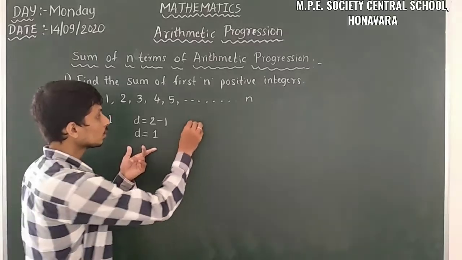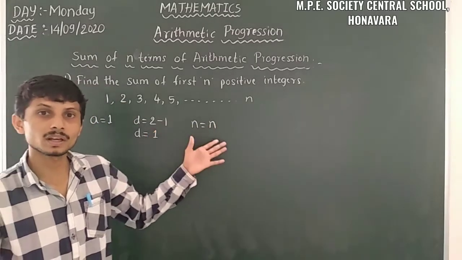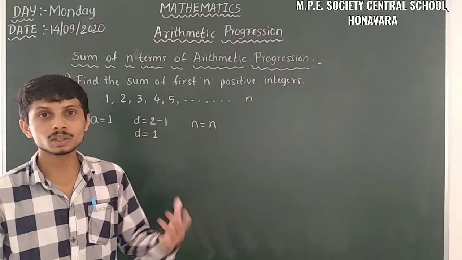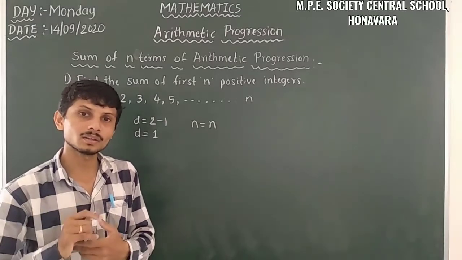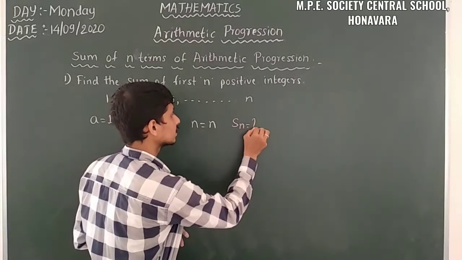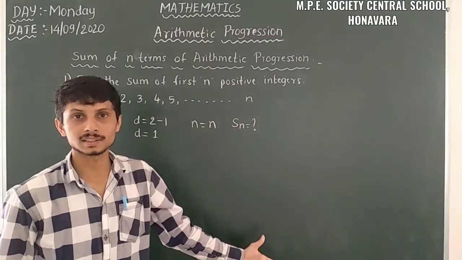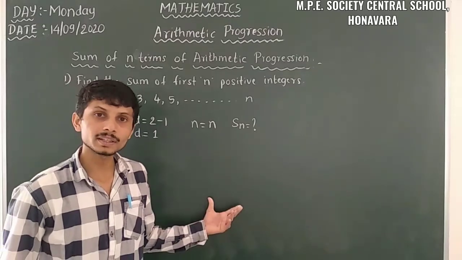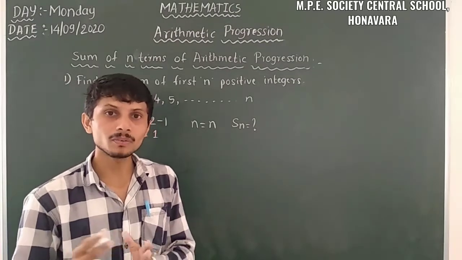Then what is the value of n here? N only. We have to substitute the value of n as n only, since there is no mention of what the nth value is. So here we have to find Sn. We don't know Sn, we have to find it. How can we find that Sn? By taking the formula for finding the sum of n terms.